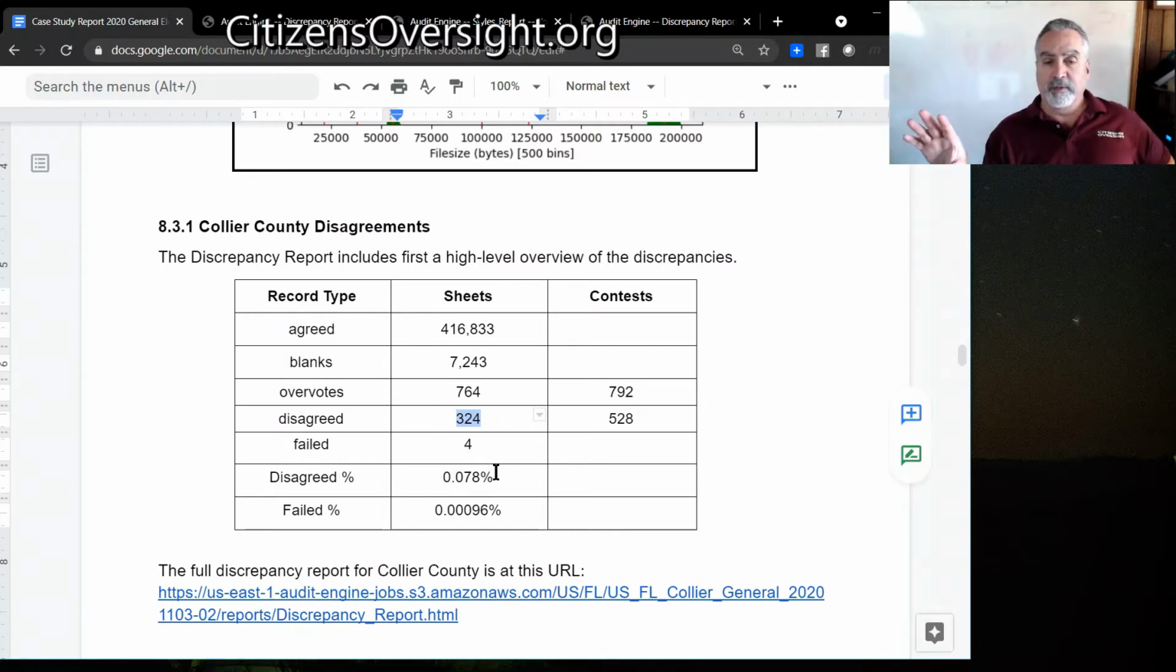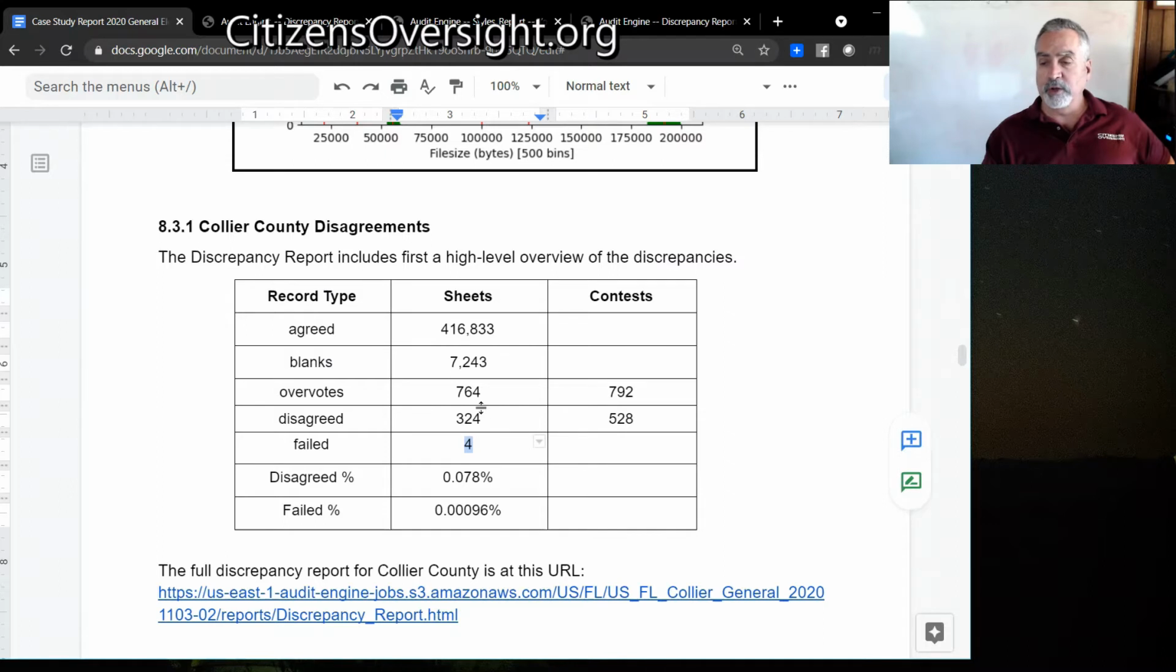this is all the disagreements amongst all the contests on the ballot. But still, if your closest contest is, say, 5,000 apart, and you only have 324 or 528 contests that disagree, and you have these 4 failed, there's no way that you can get, even if you correct these all in favor of what you think might happen, to try to flip it. It's not going to flip. All right. So if you don't have these within that range, it can't be flipped. And so you can stop right there.